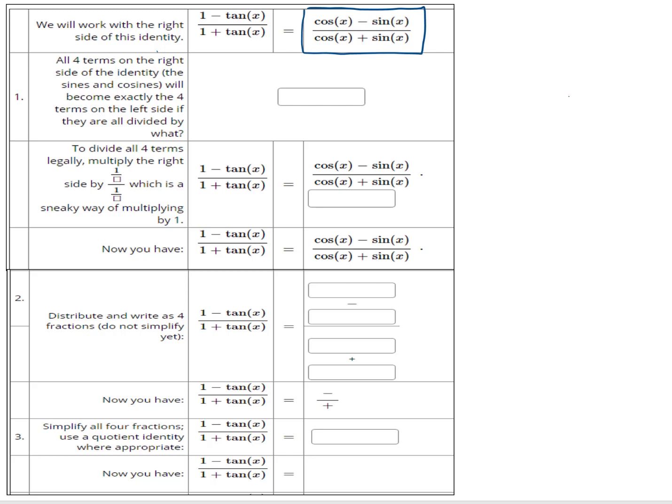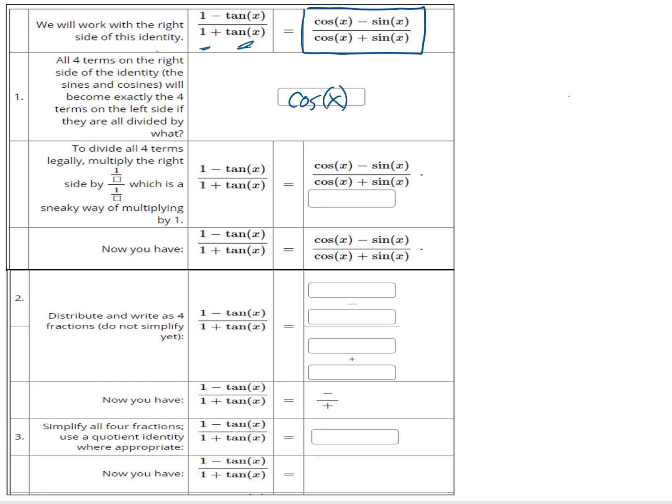Well, the first term in the numerator here is cosine x. How do I divide by something to get 1? I would divide by cosine x. Well, let's check it for the other terms. If I divide negative sine x by cosine x, negative sine x over cosine x is negative tangent x. And if I did the denominator each term, cosine x over cosine x will give me the 1, and sine x over cosine x will give me the tangent. So what I need to do is divide everything by cosine x.